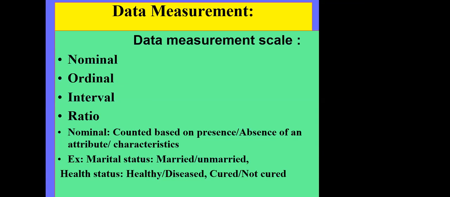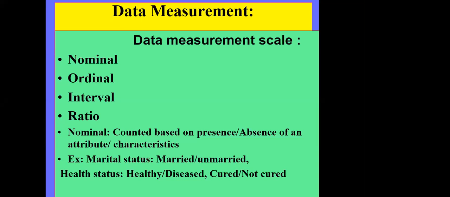So this sort of variable we call it as nominal variable. Now we measure it using a nominal scale. Here what we do, we count it based on presence or absence. Suppose in a given population you conduct a health survey, you find out how many are healthy and how many are diseased. Suppose if you are conducting a job satisfaction survey, you may find out how many are satisfied with their job, how many are not.